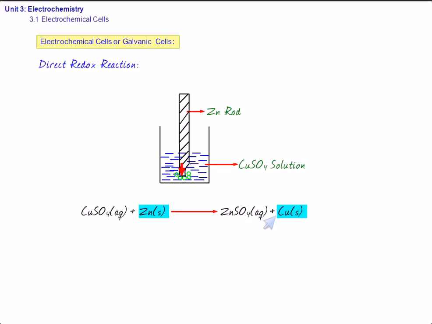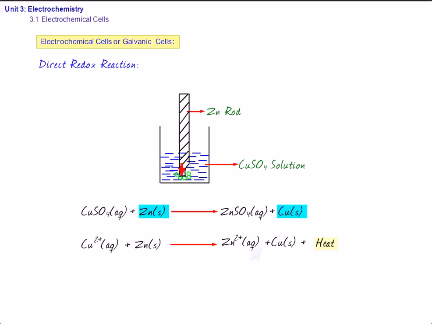And the most important thing is that the chemical energy of this redox reaction is now manifested in the form of heat. So in this direct redox reaction, the chemical energy is converted into heat energy, and the overall reaction is Cu2+ from copper sulfate, when zinc is added, gives Zn2+, Cu solid and heat. This solution becomes very hot. So the chemical energy is converted into heat energy.